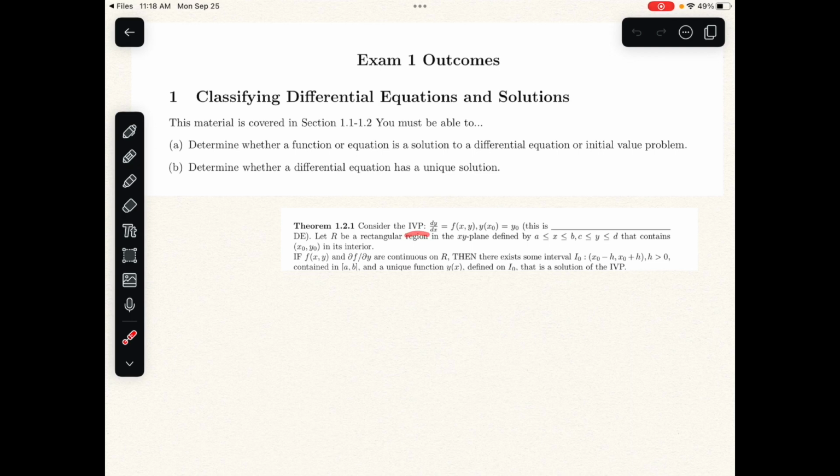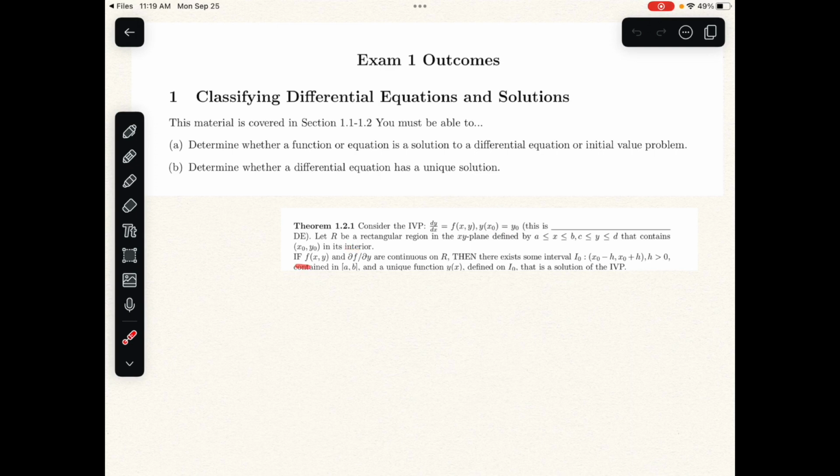So you have some IVP, dy dx equals f of x y, and then some initial condition, y of x naught equals y naught. This is just a first order ordinary differential equation. Don't worry about the parentheses. Anyway, you have your setup, dy dx equals some expression involving x and y, going through some point x naught, y naught. And then you have some rectangular region R that contains that initial condition point somewhere in the interior of it, not on the border, on the interior.